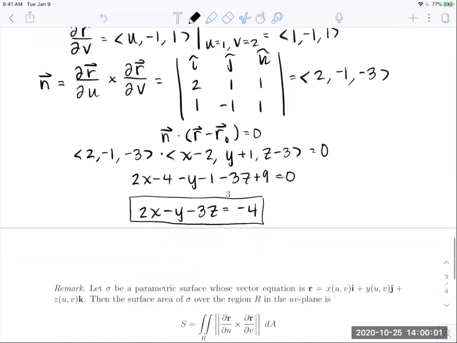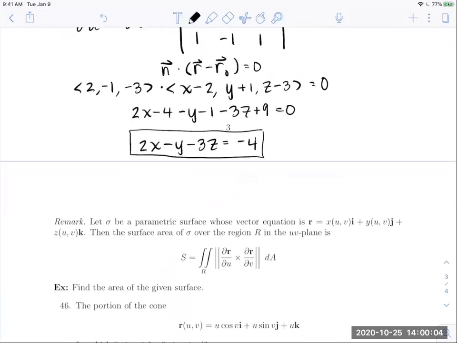We have one more example to round out this section here. So remark, let sigma be a parametric surface whose vector equation is given by R as stated. Then the surface area of sigma over the region R in the UV plane is just the double integral over R of the magnitude of the cross product del R del U and del R del V dA. All right, so again, just kind of coming full circle, we'd like to compute surface areas. And instead of computing a surface area when our surface is given in rectangular coordinates, we're now going to compute it when it's given parametrically.